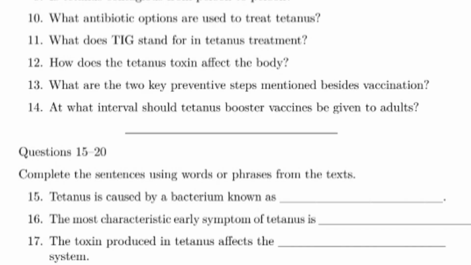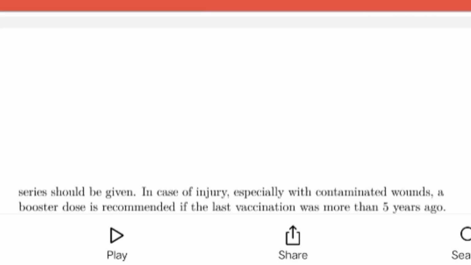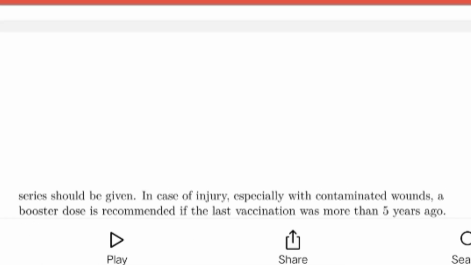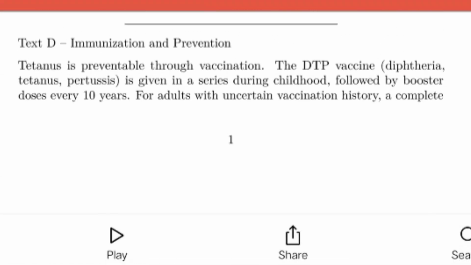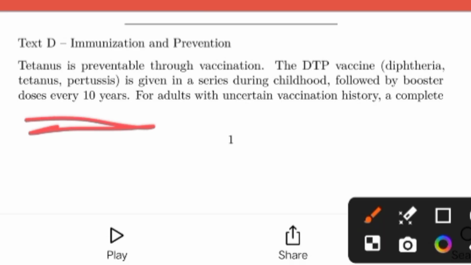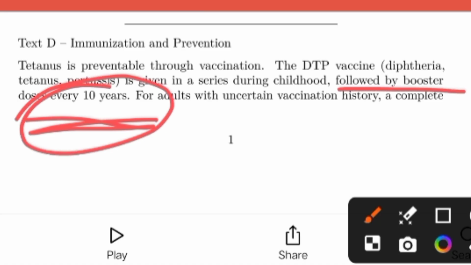At what interval should tetanus booster vaccine be given to adults? For adults, booster dose. So again move toward this part, text D only. Here they have mentioned every 10 years. Followed booster dose is at 10 years. Okay. So this is question 14.